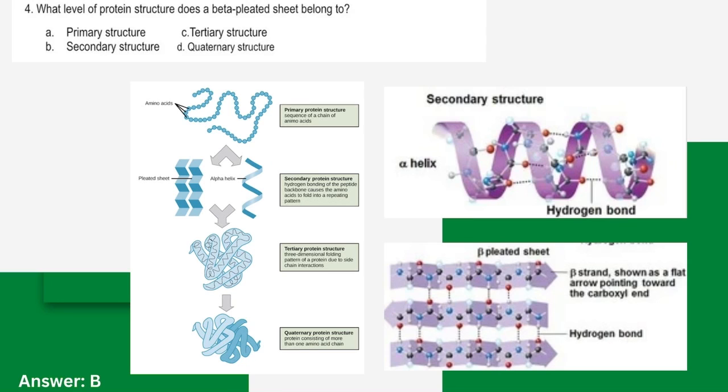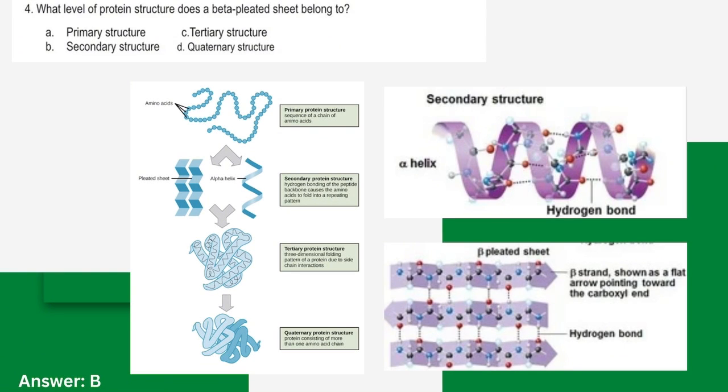What protein structure level is a beta-pleated sheet? A. Primary structure. B. Secondary structure. C. Tertiary structure. D. Quaternary structure. The correct answer here is letter B, secondary structure. Okay? Why is it secondary structure?